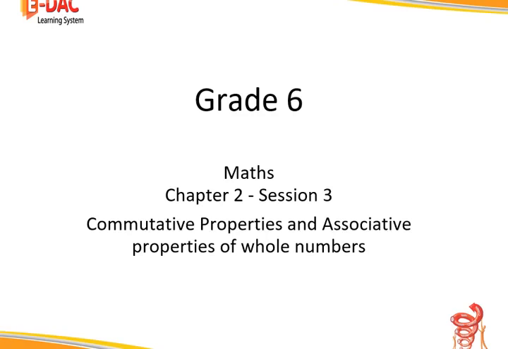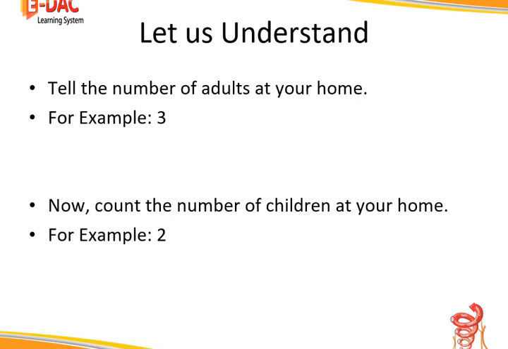Grade 6 Maths, Chapter 2, Commutative Properties and Associative Properties of Whole Numbers. Let us understand. Tell the number of adults at your home. For example, 3. I have 3 adults at my home. That is my mother, my father, and my elder sister.